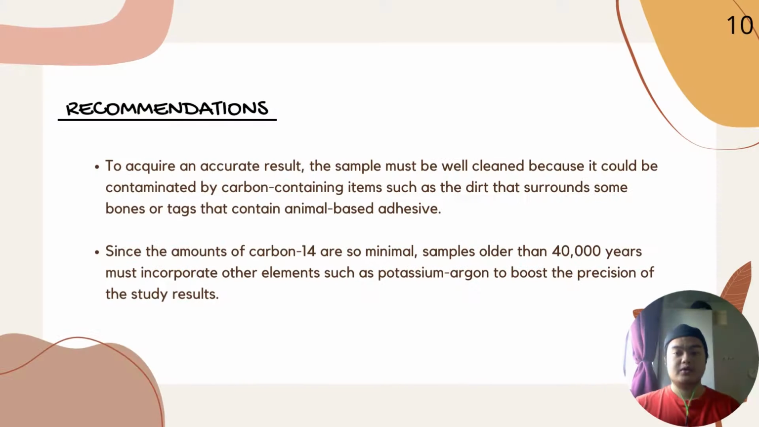For the recommendation to improve our model, the first one is to acquire an accurate result. The sample must be well cleaned because it could be contaminated by carbon-containing items such as the dirt that surrounds some bones or tests that contain animal-based adhesive. Second one is since the amount of carbon-14 is so minimal, samples older than 40,000 years must incorporate other elements such as potassium-argon to boost the precision of the study results.